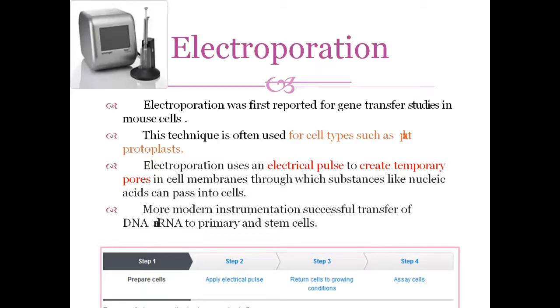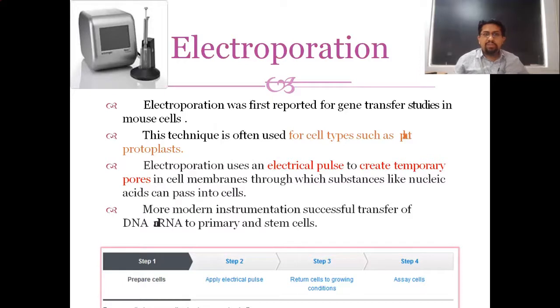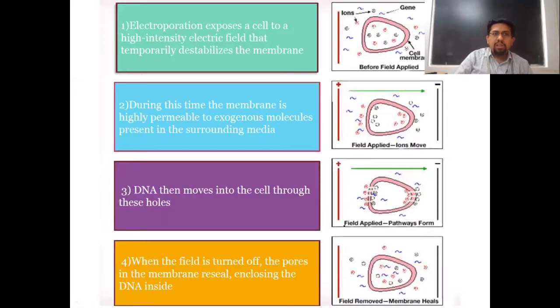Now, electroporation. This was first reported in mouse cell lines. This is a technique wherein you have protoplasts that are created from plant cells or animal cells. A small electrical impulse is used in order to create certain pores on the surface of the cell. You need to standardize this in the lab: how much charge should I apply to make sure that pores are formed on the surface of the cell? When you do that, your DNA molecule will enter your target cell.